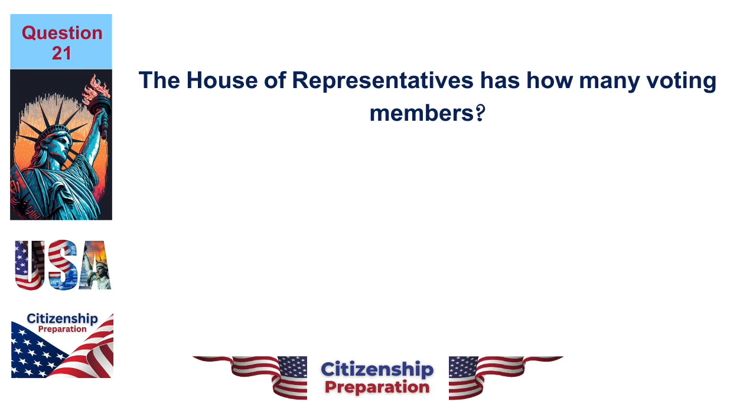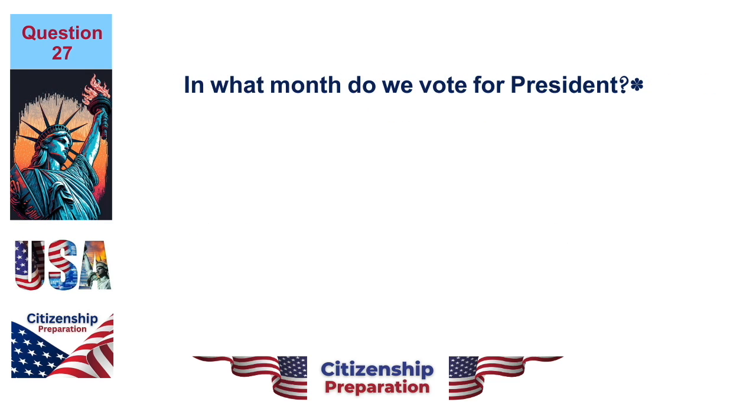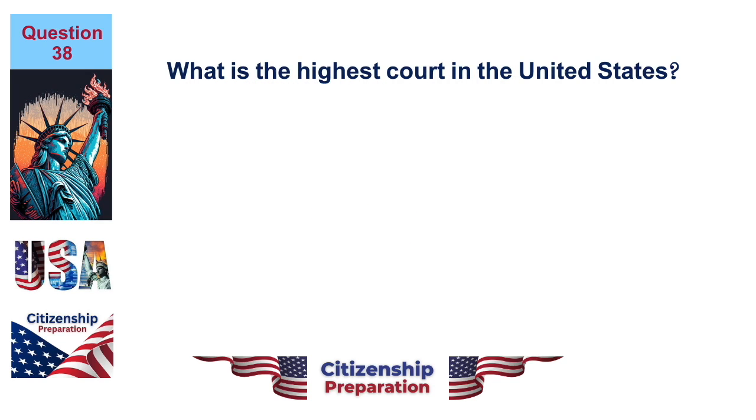The House of Representatives has how many voting members? 435. In what month do we vote for president? November. What is the highest court in the United States? The Supreme Court.